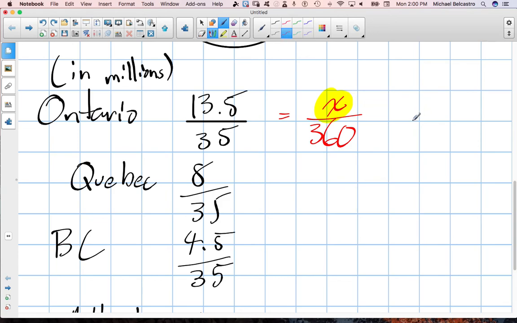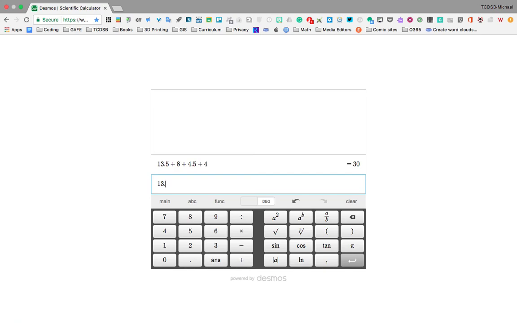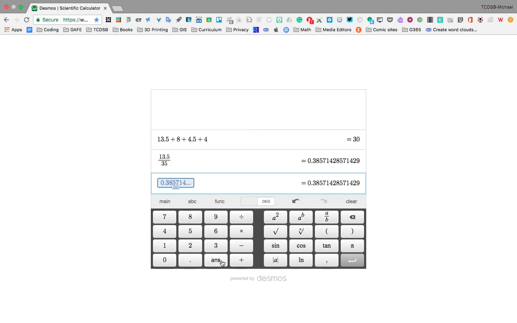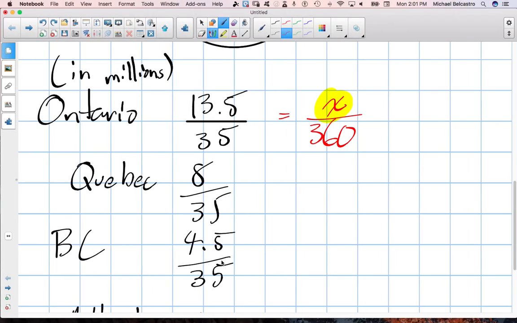So in other words, we'll use our calculator again, 13.5 divide 35. Okay. And then we can take our answer from above times 360 degrees. And our sector angle should be 138. We're going to round it to 139. So we're going to say approximately 139 degrees. Okay, so that's what our sector angle is for Ontario.